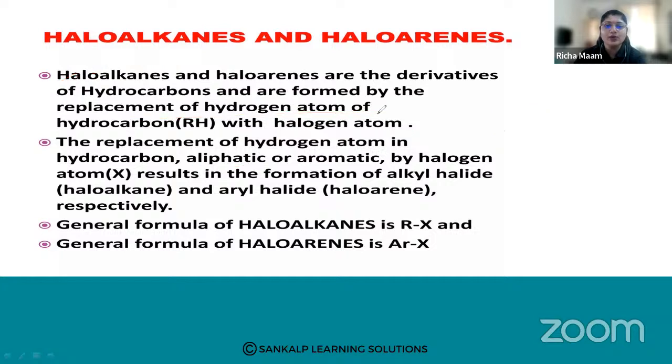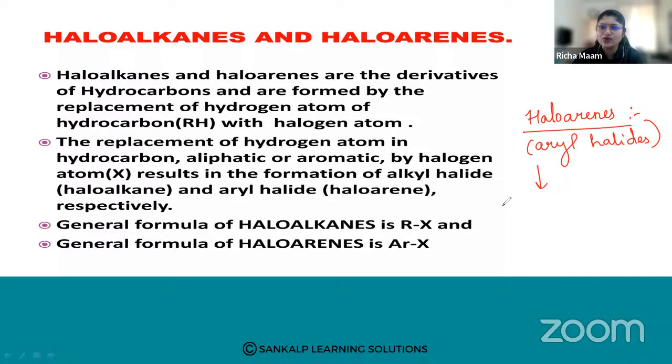Okay, so now we'll discuss haloarenes. What do you mean by haloarenes? Haloarenes are called aryl halides. These are also halogen derivatives, but what is the difference here? These are the halogen derivatives of aromatic hydrocarbons.